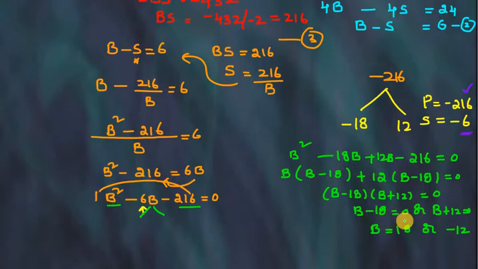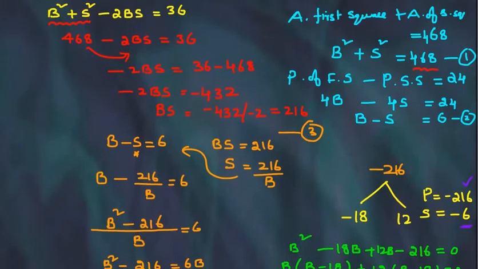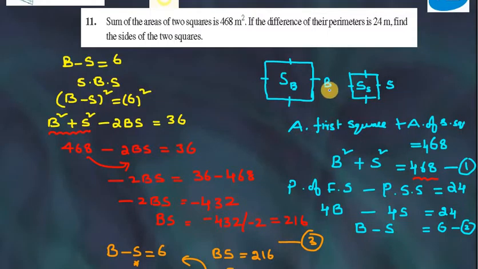So minus 18 becomes plus 18, plus 12 becomes minus 12. Here we can cross check, we can eliminate one thing. The side cannot be negative, so we can eliminate this part. So definitely the side of a square is 18 meters. If you come back, B we assumed as the side of the big square, so B is equal to 18.